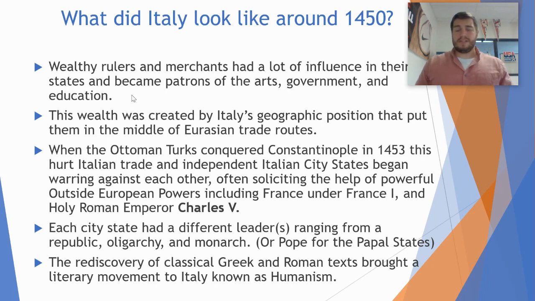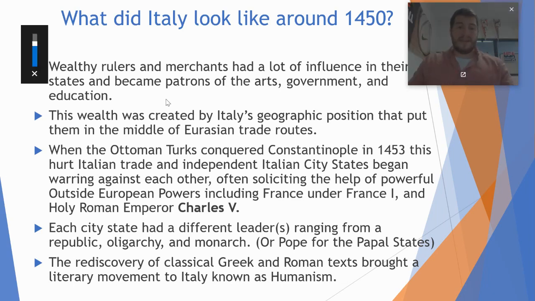Italy was not a country at this point in 1450. It was a bunch of different city-states, Venice, Florence, Milan, those different places that all ruled independently from each other. So wealthy rulers and merchants, people that sold things, had a lot of influence in their states and became patrons of the art, government, and education.